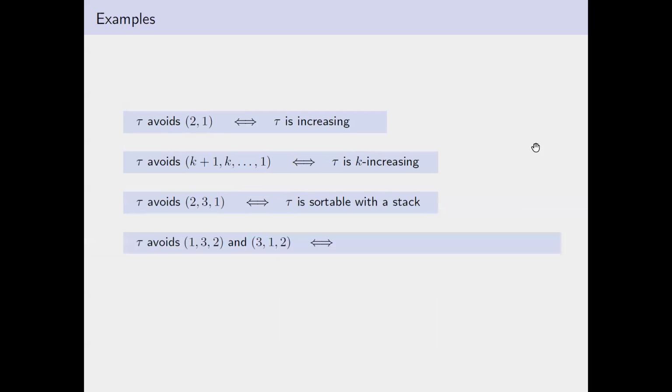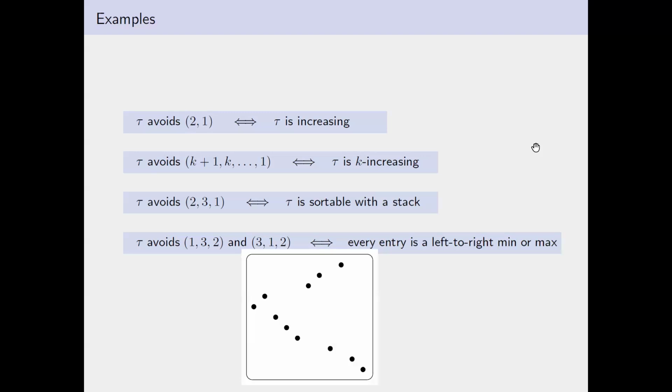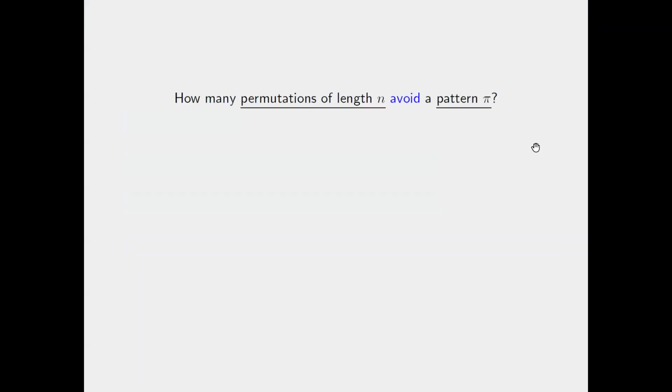Yeah, so okay, and here is another simple example. If you avoid both 1, 3, 2 and 3, 1, 2, then this is the simple permutation where every entry is either a minimum or a maximum. So you are always adding a new minimum or a maximum; it's called a deque sequence. Okay, but back to this definition.